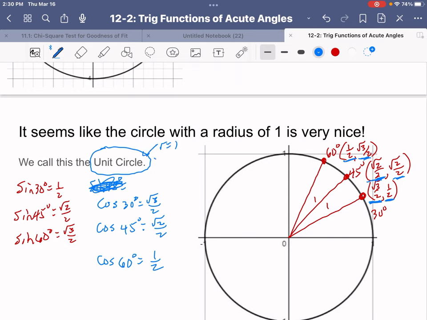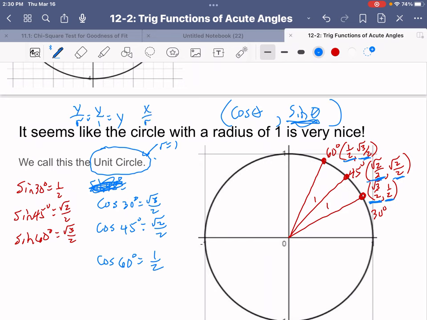It turns out that when you consider the unit circle, the circle with a radius of 1, every ordered pair around the unit circle has the cosine of that angle as the x-coordinate and the sine of that angle as the y-coordinate, because y over r becomes y over 1 if the radius is 1. So in the unit circle, we can say that the sine of the angle is just the y-coordinate, as long as the radius is 1.